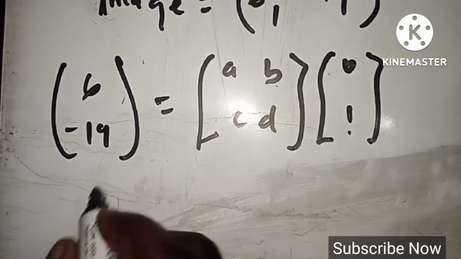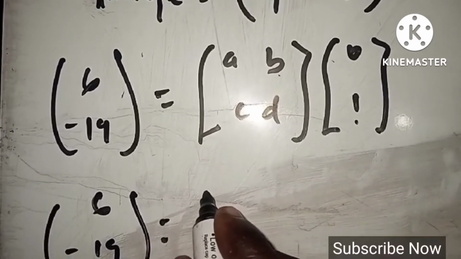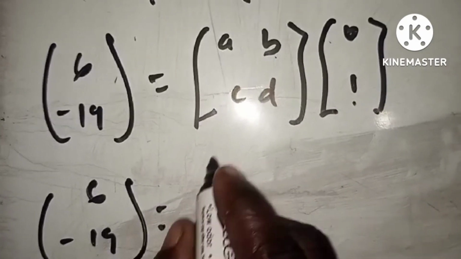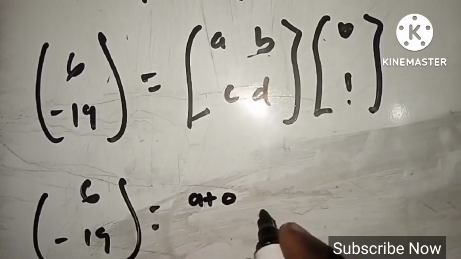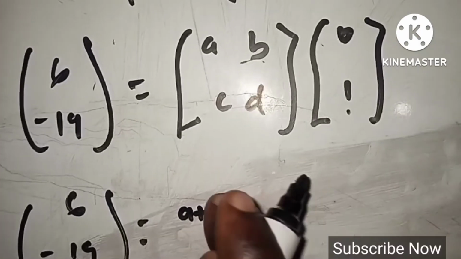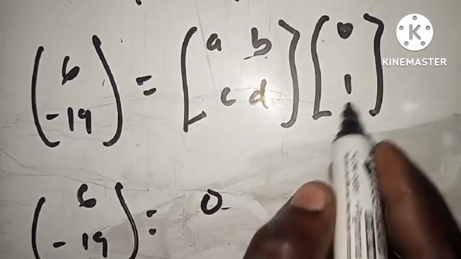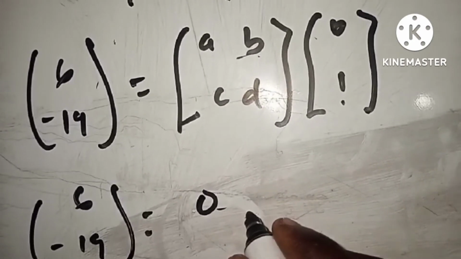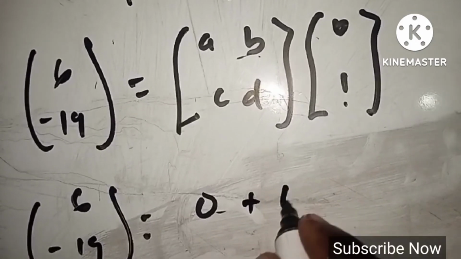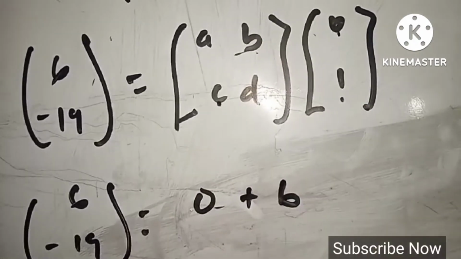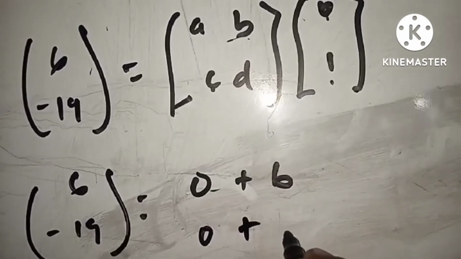Now let's proceed. So here we are going to have 6 negative 19, which is equal to this guy multiplied by that. A multiplied by 0, that should be 0. So A multiplied by 0 should be 0 in that. Let's move straight forward. So A multiplied by that should be 0, and then B multiplied by 1, that should be B, right? So that should just give us B, so plus B. Is that okay? So C multiplied by 0 should be equal to 0, and then D multiplied by 1, that should be plus D.